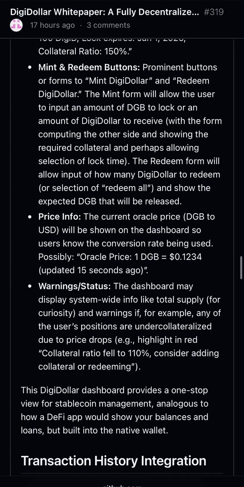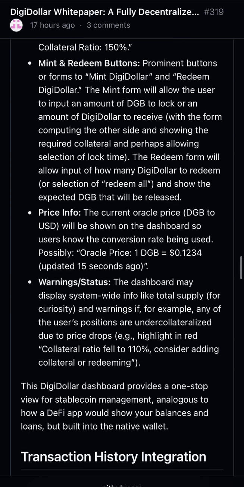Mint and redeem buttons: prominent buttons or forms to mint DigiDollar and redeem DigiDollar. The mint form will allow the user to input an amount of DGB to lock, or an amount of DigiDollar to receive, with the form computing the other side, and showing the required collateral, and perhaps allowing selection of lock time. The redeem form will allow input of how many DigiDollar to redeem, or selection of redeem all, and show the expected DGB that will be released.